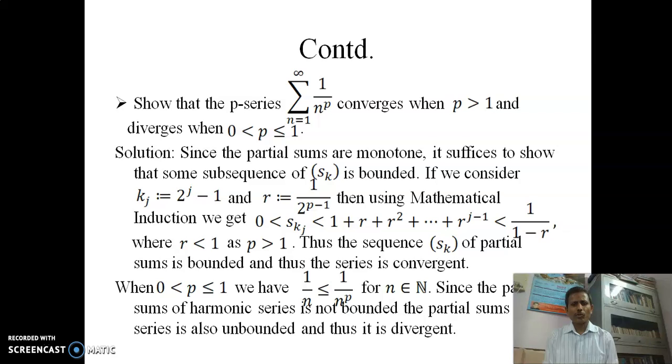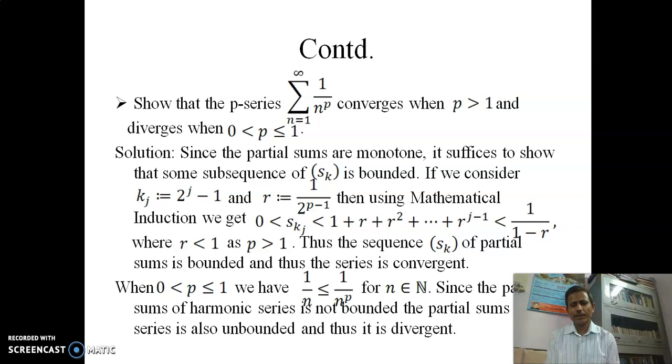Now solution. Since the partial sums are monotone, it suffices to show that some subsequence of Sk is bounded. If we consider kj = 2^j - 1 and r = 1/2^(p-1), then using mathematical induction we get 0 < Skj < 1 + r + r^2 + ... + r^(j-1) < 1/(1 - r), where r < 1 as p is greater than 1. We consider first p greater than 1.